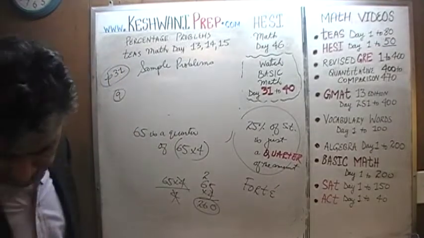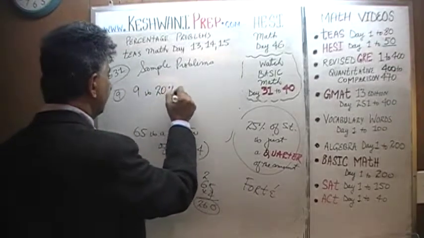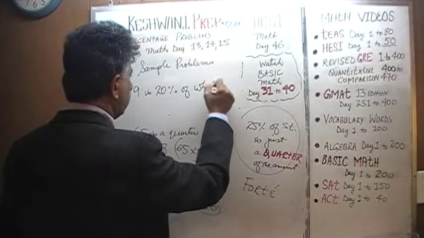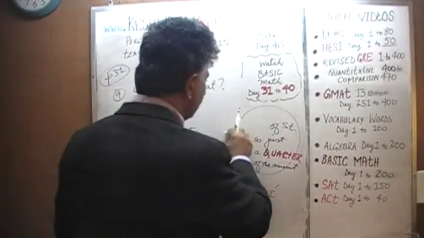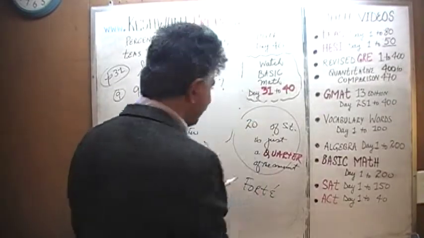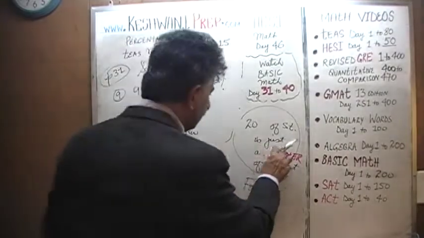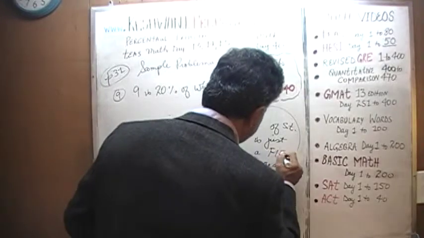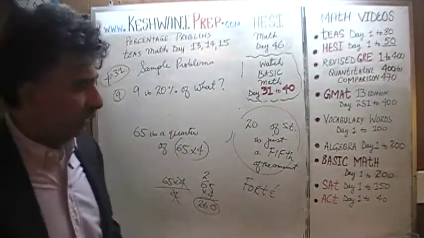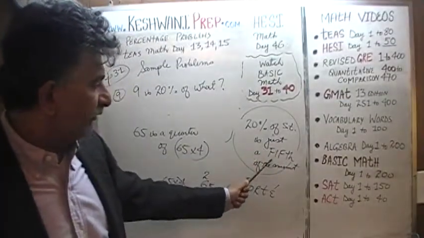Number nine is asking us, 9 is 20% of what? We are back to the 20%. 20% of something is just a fifth of something. Fifth I do know how to spell. 20% of something is just a fifth of the amount.